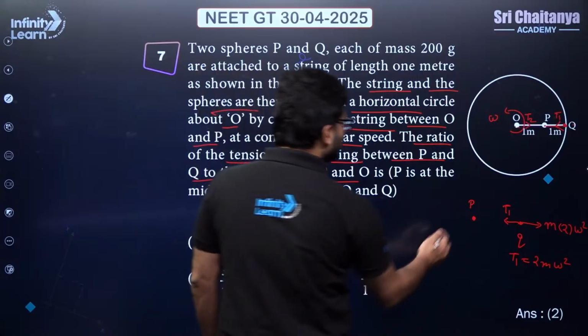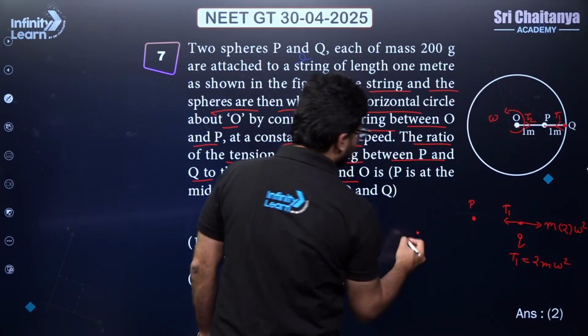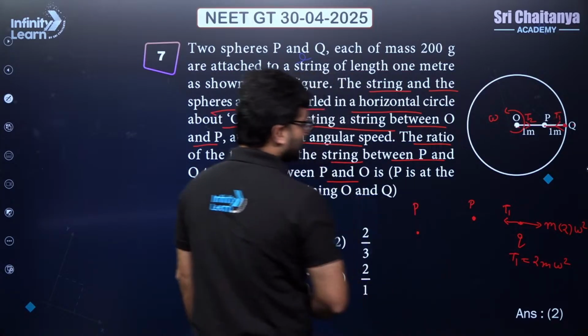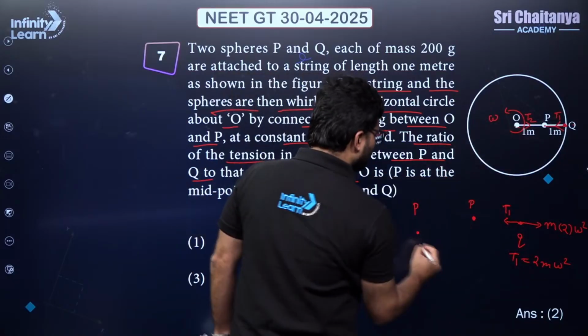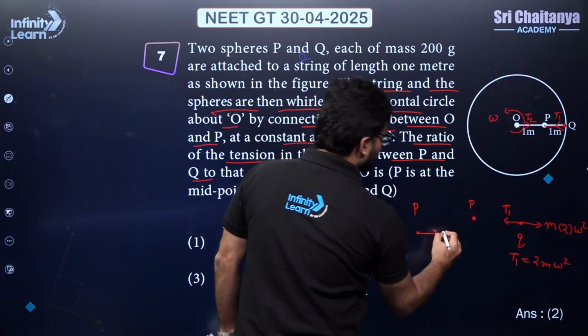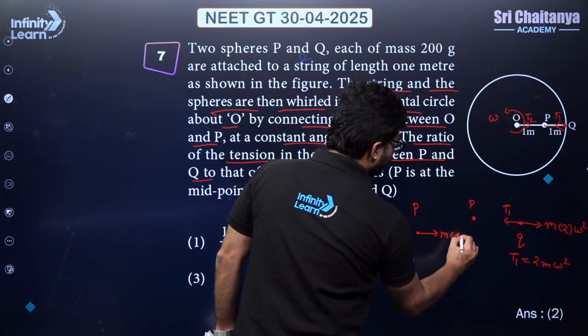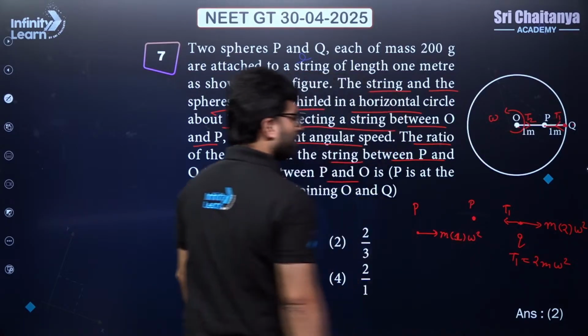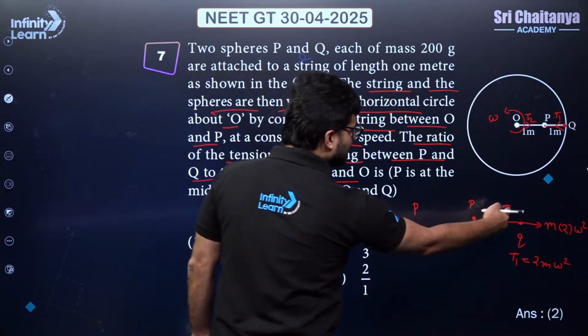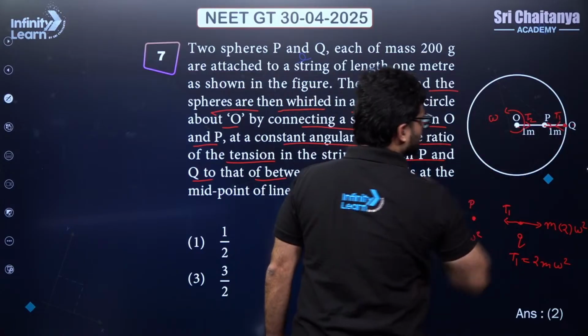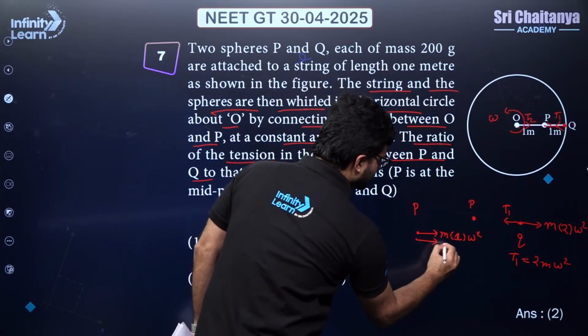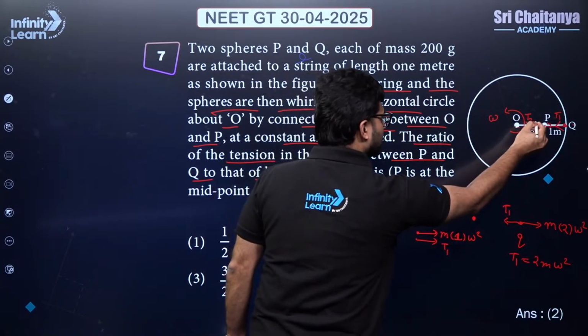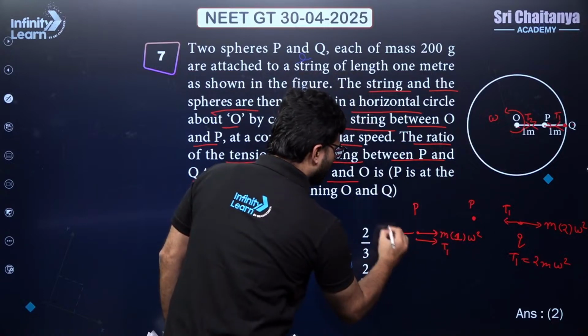But at P you will see that there are two forces which are coming into play. In fact, three forces which are coming into play. So one is the centrifugal force which is coming outside, which is again m, r is 1 in this case, omega square, this is 1. And you see this tension is also acting here. So this is T1 here which is acting here and there is this tension T2 which is acting opposite.